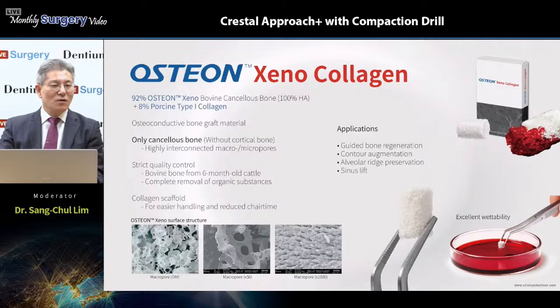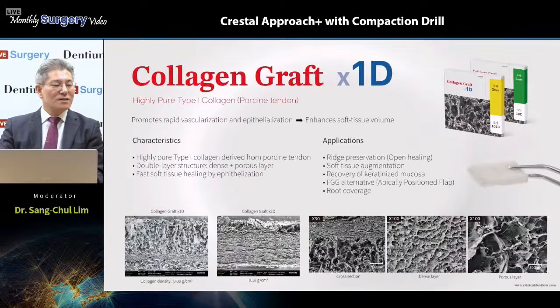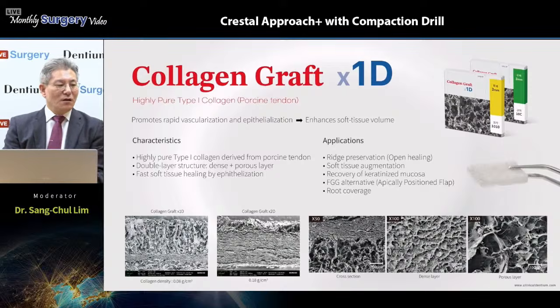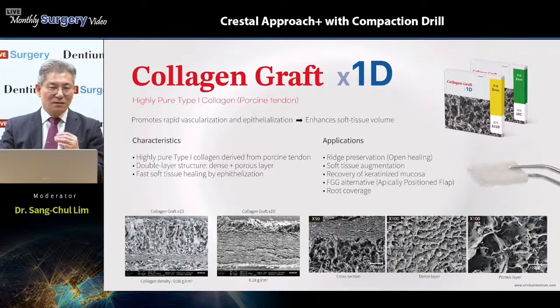Okay, the Osteon xenocollagen was also introduced many times already. And the collagen graft 1D and 2D have some difference depending on the collagen density and similar texture. However, the collagen density is different. The smaller collagen density is 1D, the tight-packed one is 2D. Okay, let's move to today's surgery.